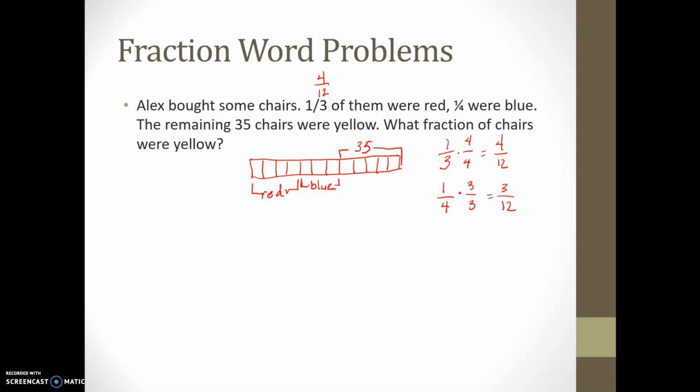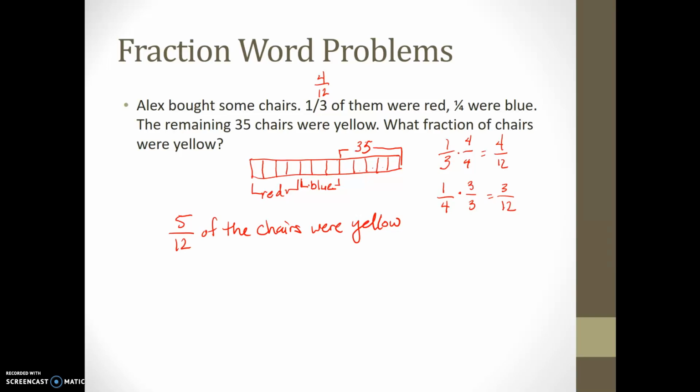That's my first question. Well, we can look at our bar model right here, and we can see what fraction of the chairs were yellow. It's 1, 2, 3, 4, 5/12. So I'm going to write 5/12 of the chairs were yellow.